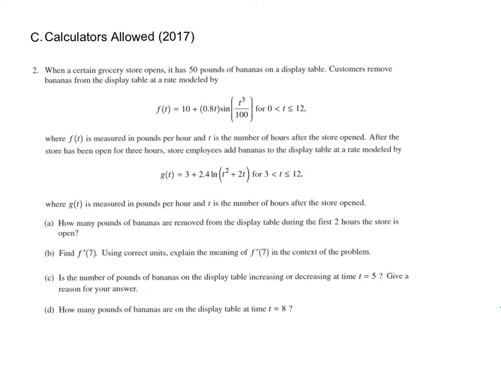This is a release FRQ from year 2007, and we can use calculator for this problem. So when a certain grocery store opens, it has 50 pounds of banana on display table. Customer removes banana from the display table at a rate. So this is the rate of change.